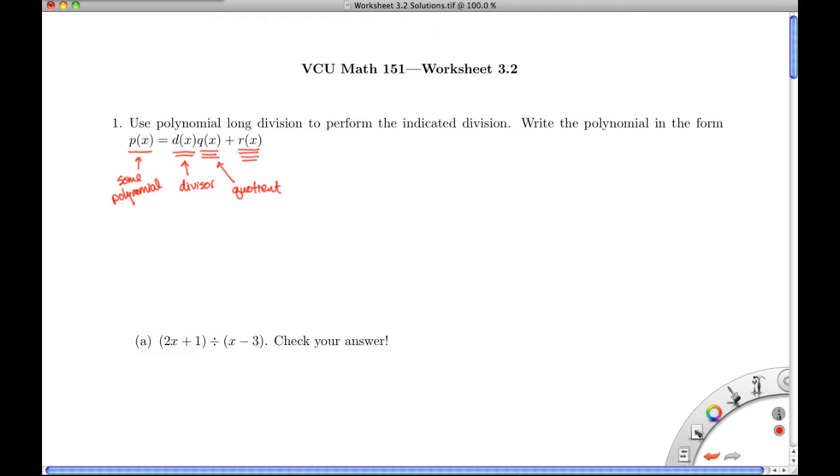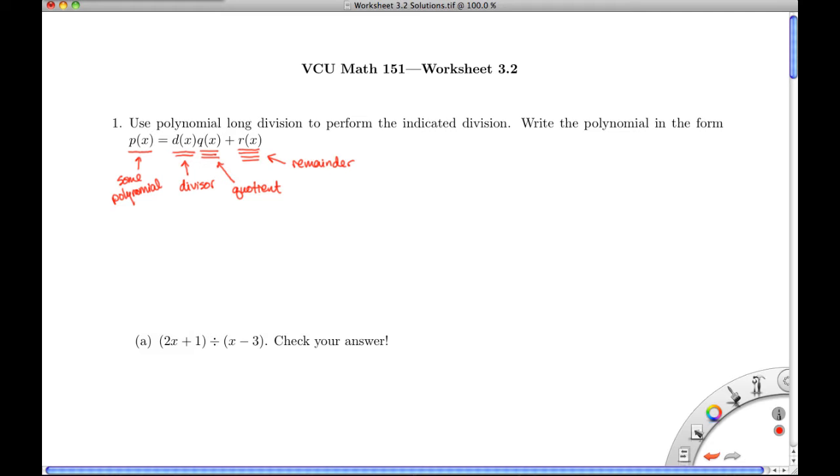And then lastly, we may be left over with this r of x, which is our remainder function. And sometimes we have a remainder, sometimes we don't, and we'll see that in this video. So this is what we're trying to do, is we're trying to break this down.